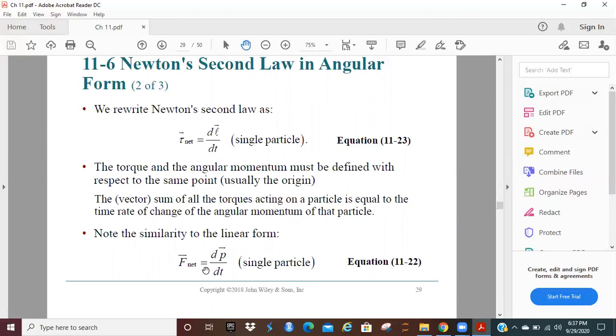The vector sum of all of the torques acting on a particle is equal to the time rate of change of the angular momentum of that particle. Just finished discussing there. Again, look at the similarity here to the linear form, where the net force is going to be equal to the change in momentum with respect to time.